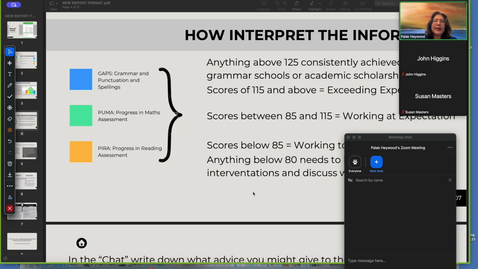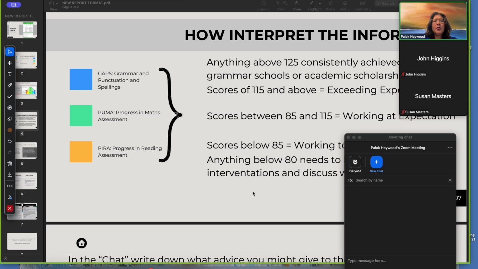Anything below 80 really needs a discussion with the Senko and starts to be put on the watch list if they're not already on the watch list. And if they're already on the watch list, we need to start moving them to wave 1 or wave 2 to make sure that we are getting those interventions and those one-to-one supports in so the child doesn't fall behind.